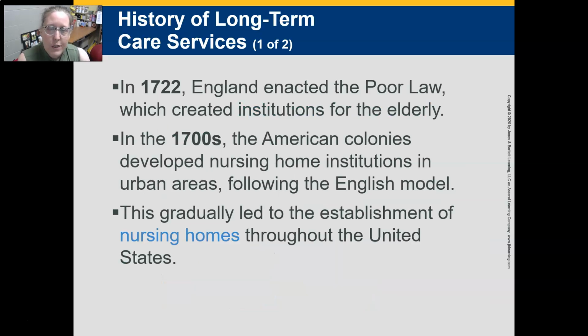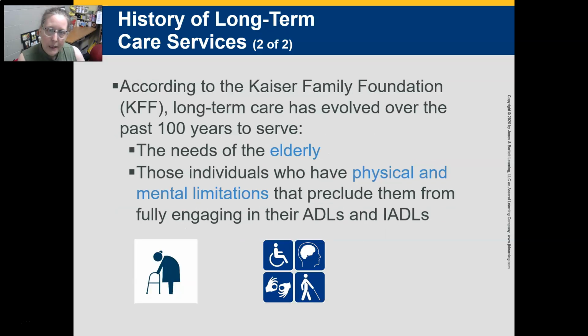In 1722, England enacted the Poor Law, which created institutions for the elderly. So there were poor houses or alms houses. In the 1700s, the American colonies developed a nursing home institution in urban areas following that English model. This gradually led to the establishment of nursing homes throughout the United States.